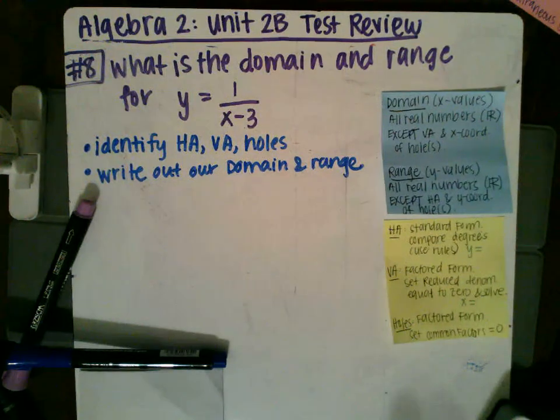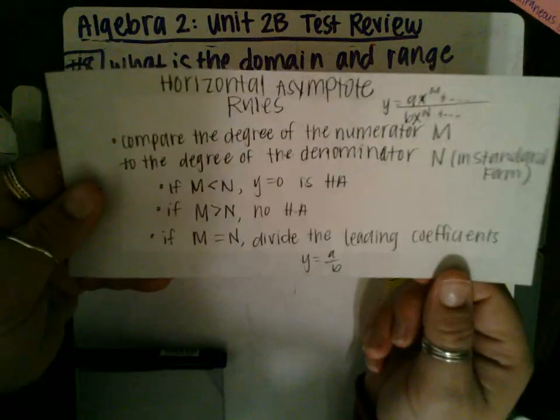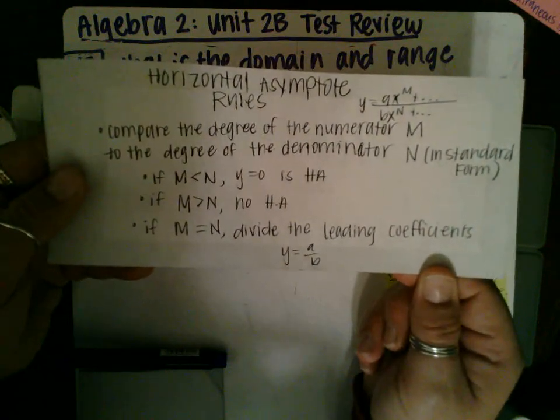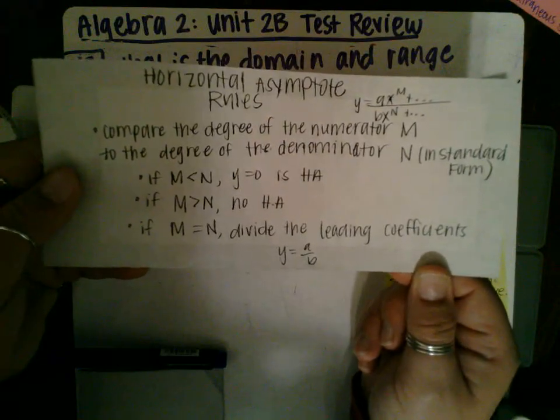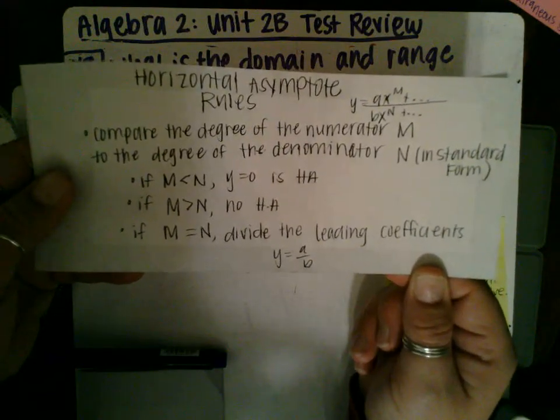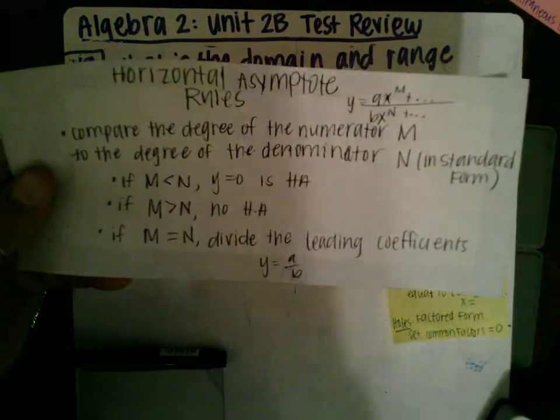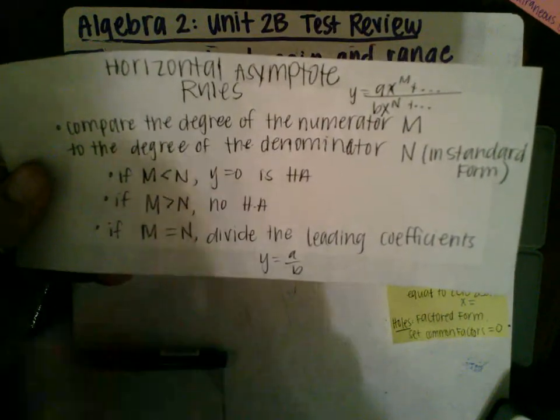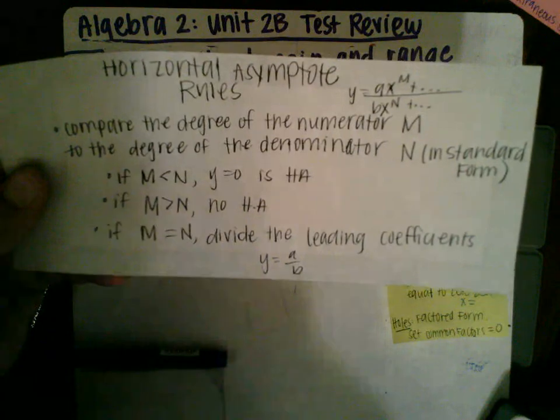And in case you were wondering what the horizontal asymptote rules are, we're comparing the numerator to the denominator, the degrees, in standard form. And we're going to call the numerator degree m, the denominator degree n. Notice I have ax to the m over bx to the n. And if m is less than n, y equals 0. If m is greater than n, we don't have an asymptote. And if m is equal to n, we divide by the leading coefficients.